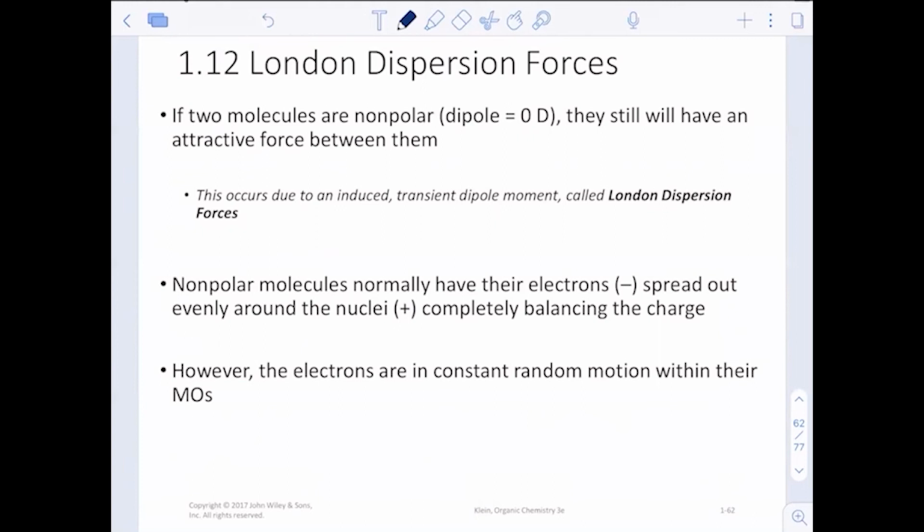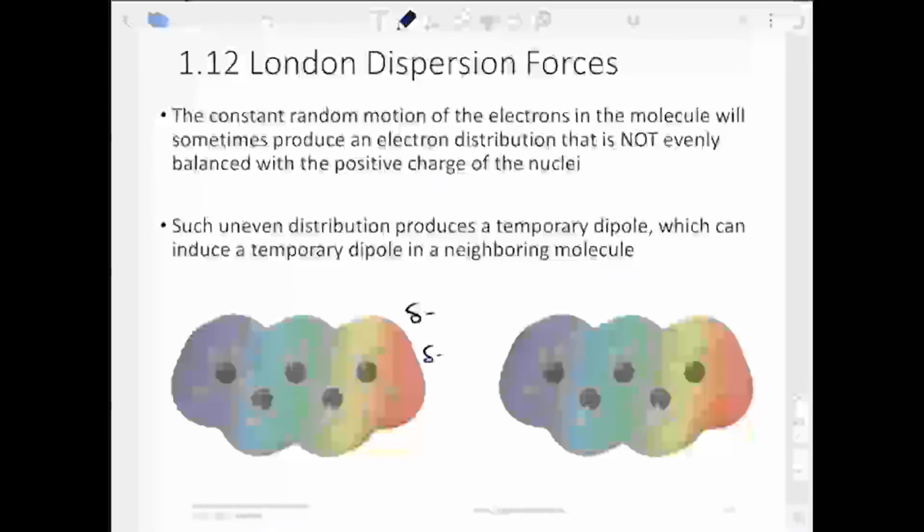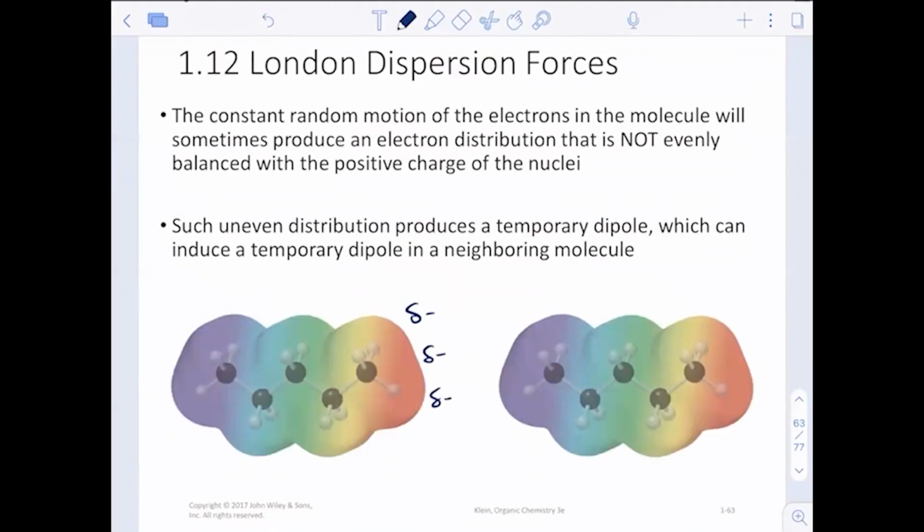However, the electrons are in constant random motion within their molecular orbitals. So we can induce a dipole. Look at these electrostatic potential maps. Delta minus can be induced when it gets close to something that is delta plus or has electrons. What will happen is we will induce a dipole. It is temporary, it is fleeting, it is not permanent in any way, shape, or form.